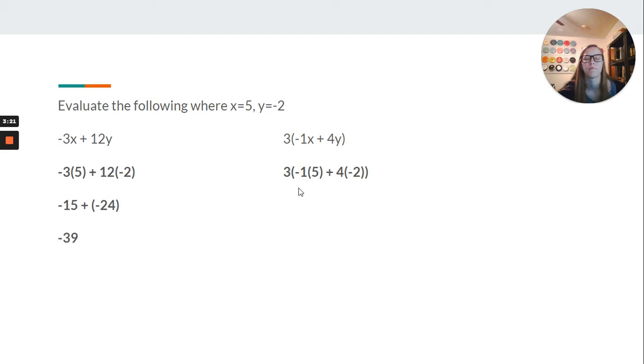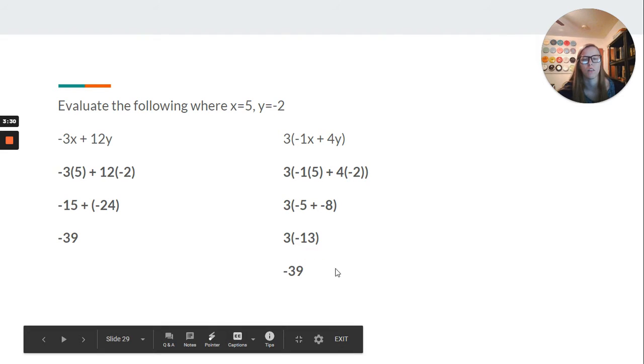Same thing over here. First substitute them. Then we're going to take negative 1 times 5 and 4 times negative 2. Add those two numbers. 3 times negative 13 is also negative 39.